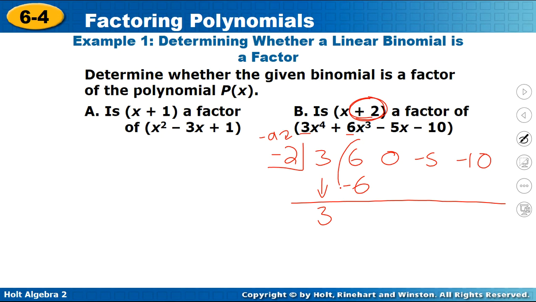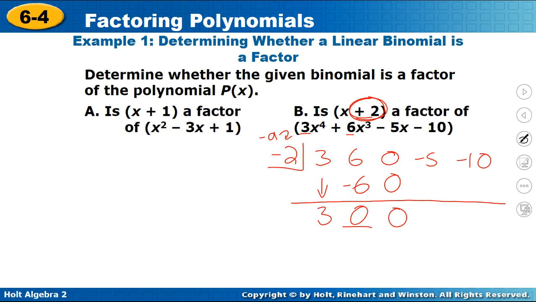And now I add these terms to get the next successive term. So -6, or sorry, 6 minus 6, same thing, is 0. Now I take that 0 and I multiply it to my a value. Begin the process again. 0 times -2 is 0. That 0, I bring it up, and I add 0 plus 0. So here 0 plus 0 is 0.